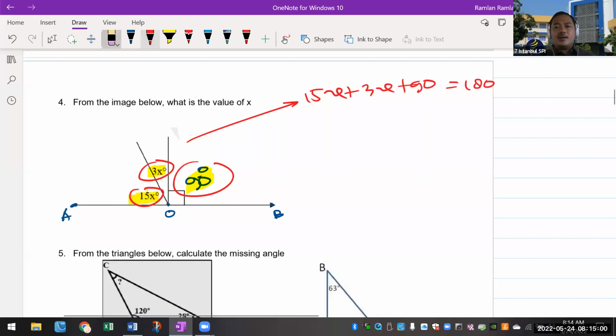Okay. Ini kayaknya saya nulisnya miring-miring terus ya. Situasinya lurus ya. Ini nggak ada garis ya soalnya. Okay, 15x plus 3x plus 90 equals 180. Okay. So, and then we do the same thing, guys.